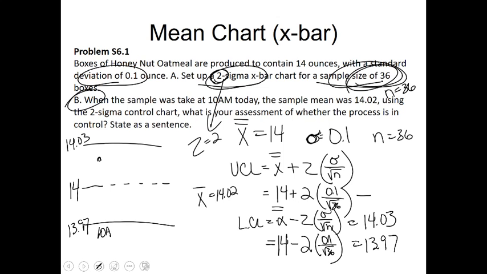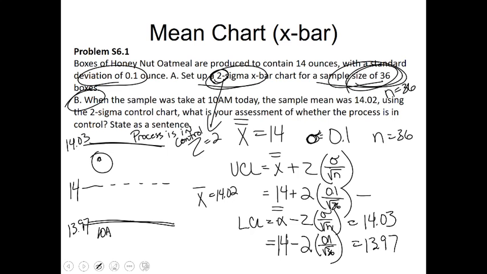Using the 2 sigma control chart that you just built, what is your assessment of whether the process is in control? State as a sentence. Well, based on our upper control limit and our lower control limit and the sample that we just received, our process is in control.